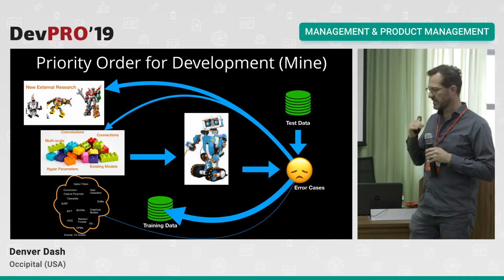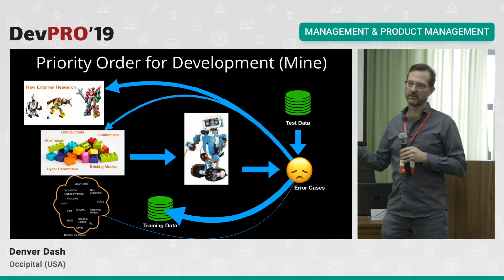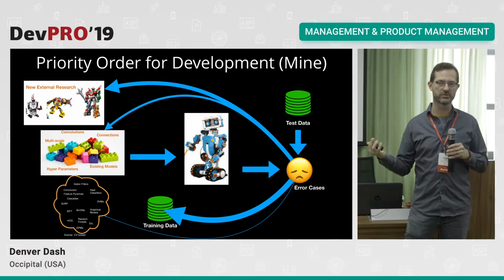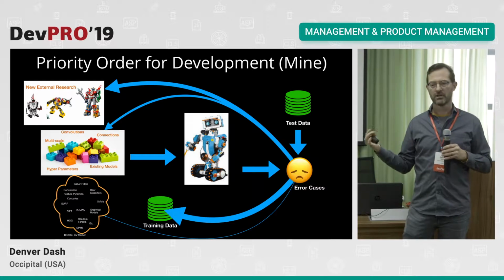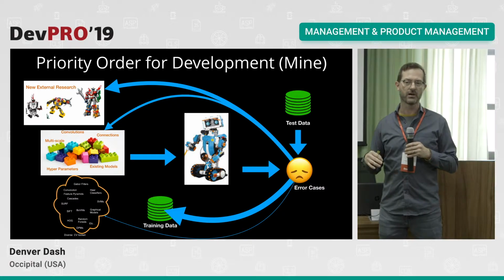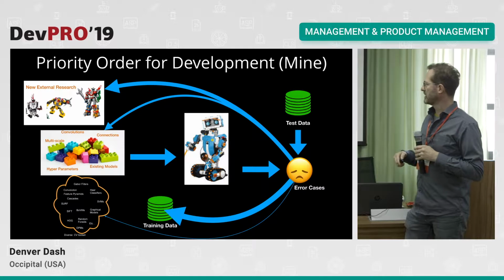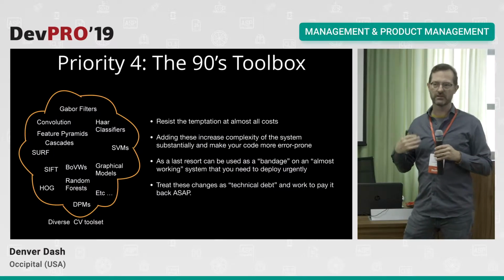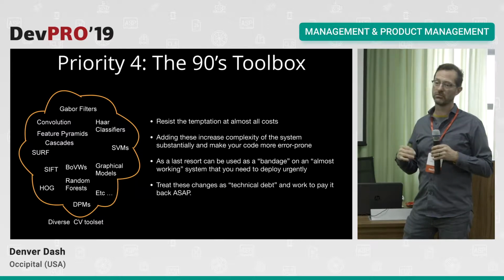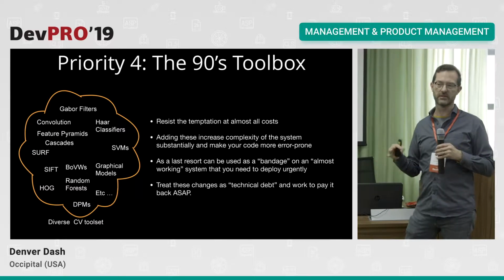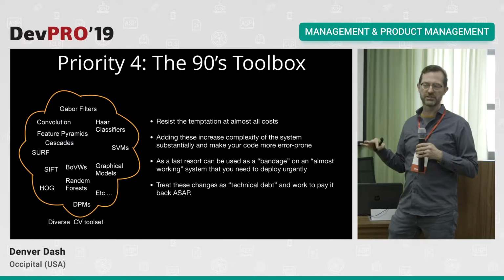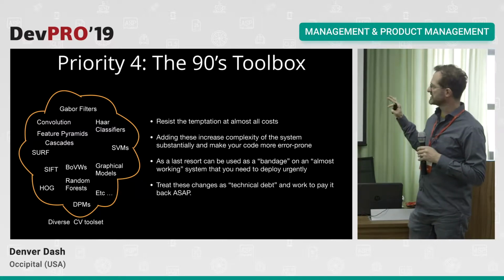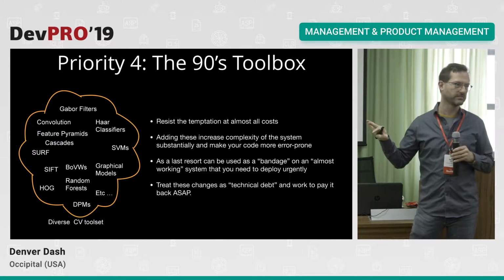Okay, so the lowest priority, of course, is just going back to the 90s toolkit. If you feel tempted to throw an HMM on top of a deep model, you might want to do this because you know HMMs very well, they're understood, and maybe you have a mostly working system, and you're pretty sure this could fix that system temporarily. So I'm saying resist the temptation at all costs to do this.